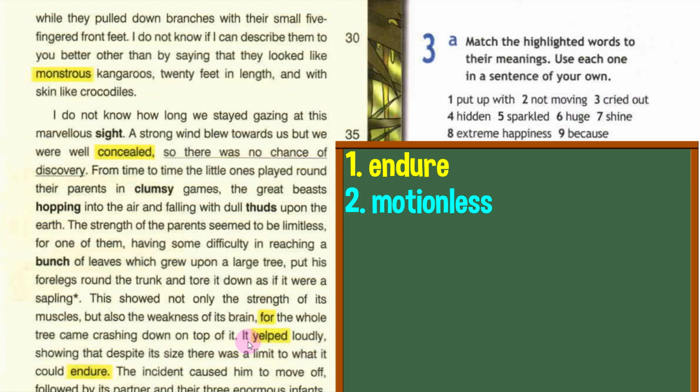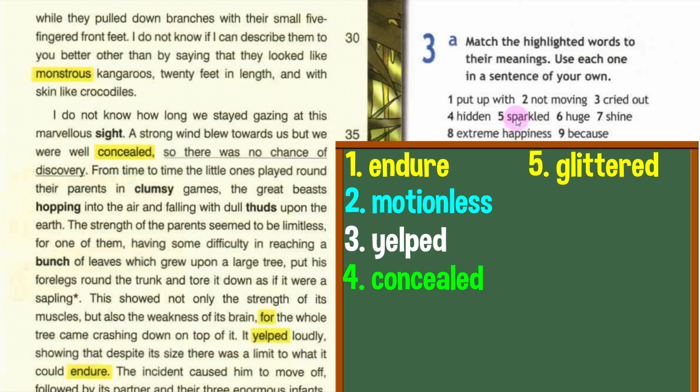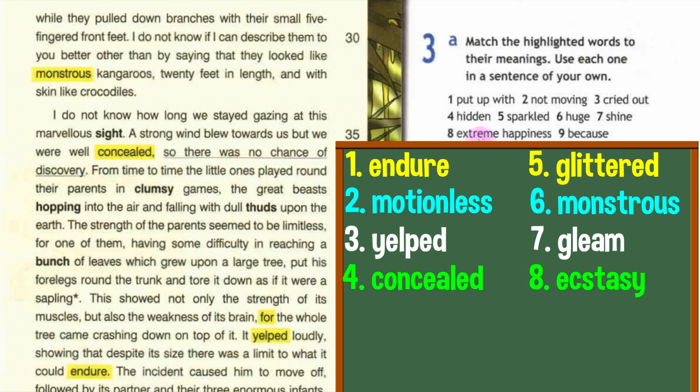Cried out, yelped, то есть вскрикнуть. Hidden, concealed, то есть скрытый, спрятанный. Sparkled, glittered, то есть искрящийся, играющий огнями. Huge, monstrous. Здесь речь о том, что они были похожи на огромных кенгуру, эти динозавры. Shine, gleam, светиться. Extreme happiness, ecstasy, экстатическое состояние, состояние нереального счастья.